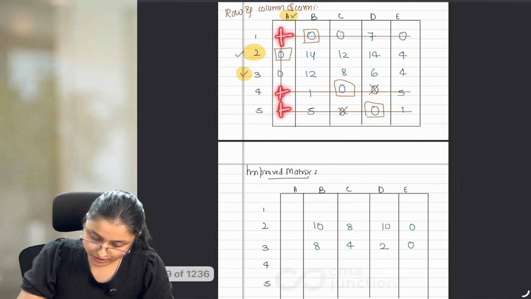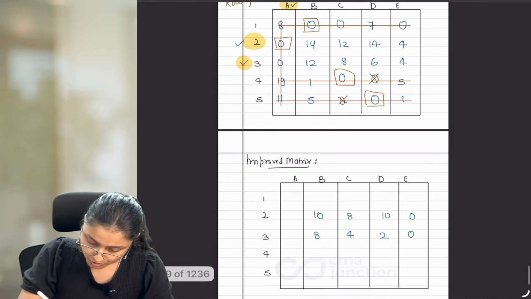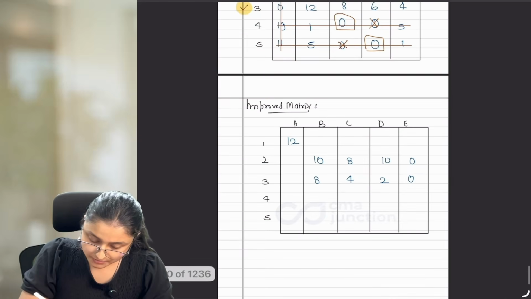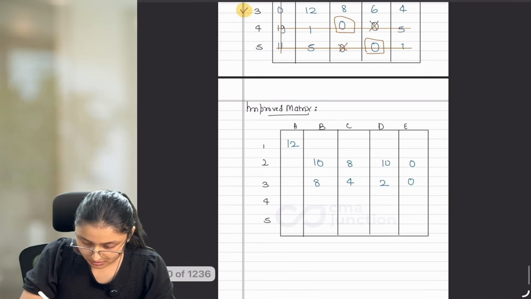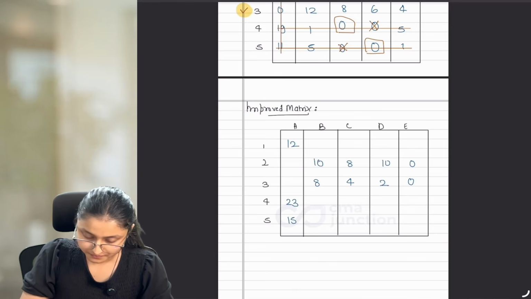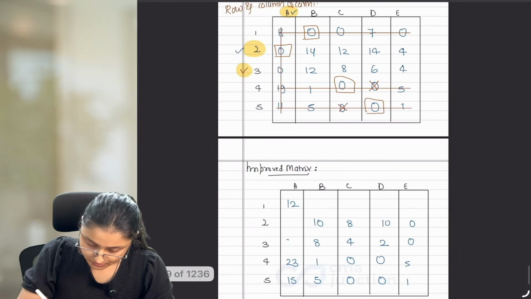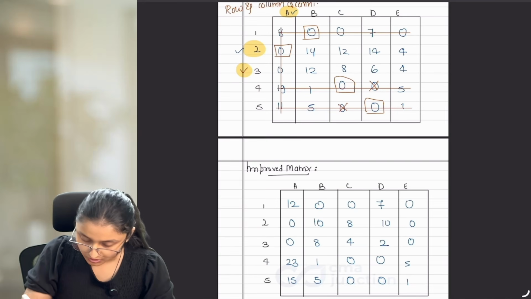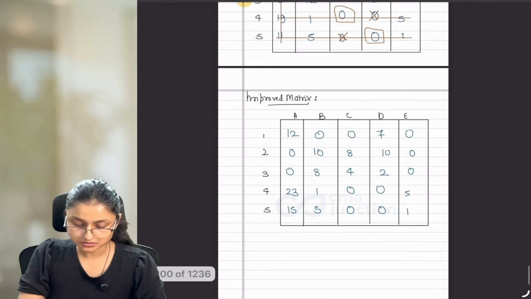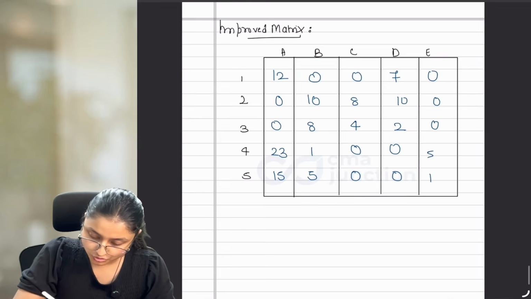Then your intersection points. In these intersection points, add 4. So 8 plus 4, 12. 19 plus 4 is 23. 11 plus 4 is 15. Okay? Then 1, 5, 0, 0, 0, 0, 5, 1. 0, 0, 0, 0, 7, 0. Other things I have written as it is. Okay? Now after this, do row and column scanning.